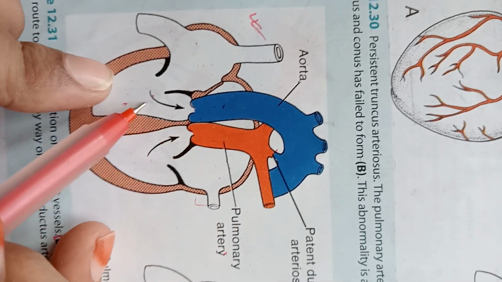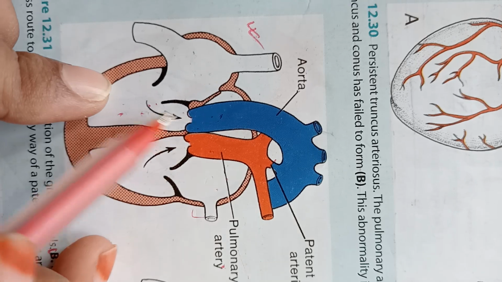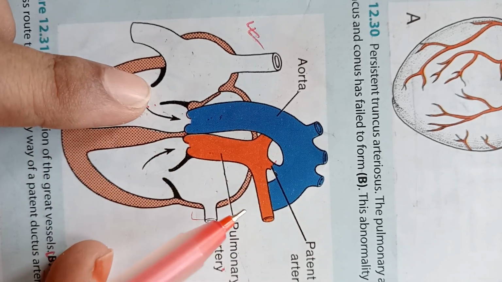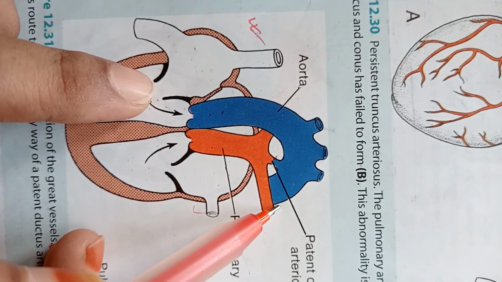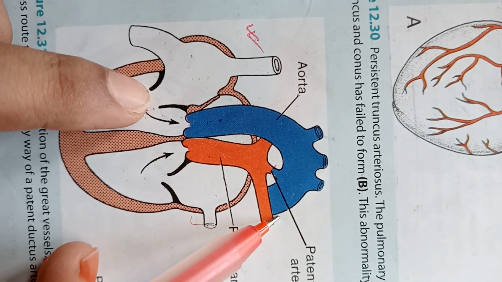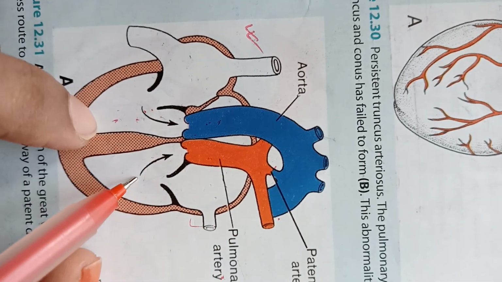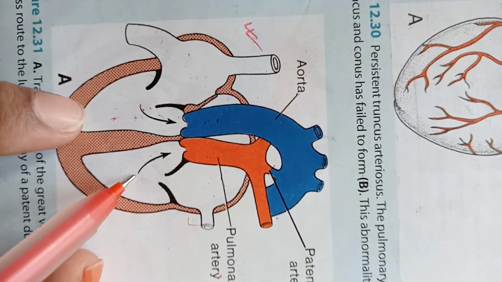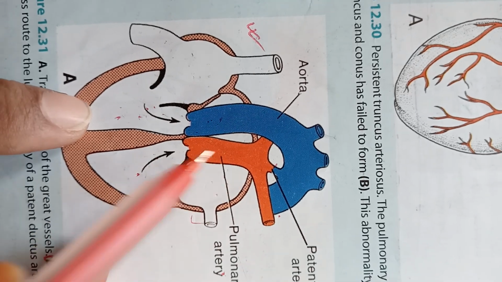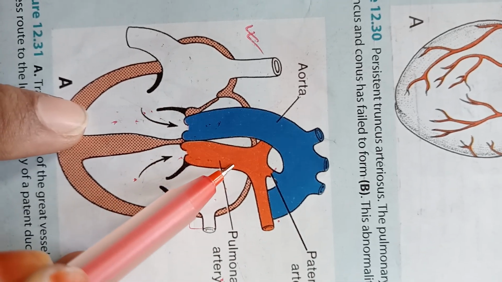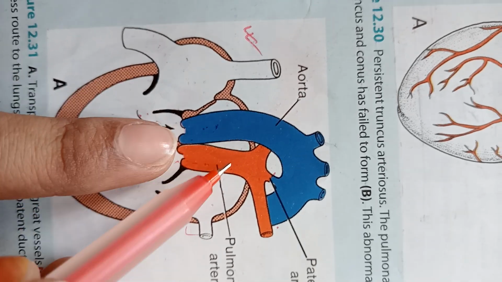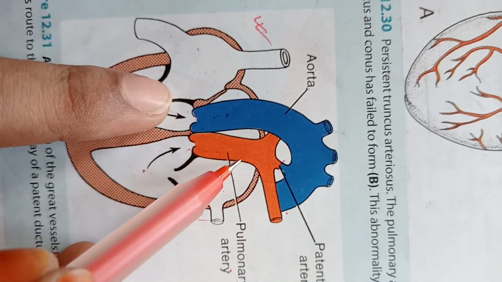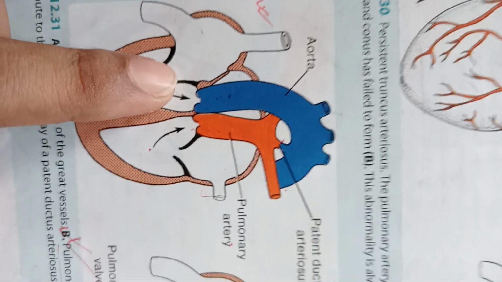So from the right side the aorta collects deoxygenated blood, and that will circulate throughout the body, so the color will be blue and the baby becomes cyanosed. And from the left side the pulmonary trunk will collect oxygenated blood. So this is known as transposition, that means side to side position of the great vessels.